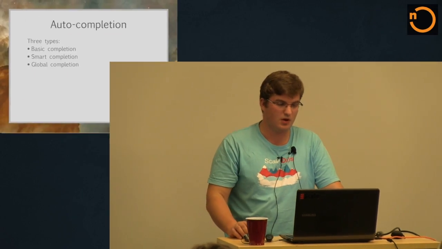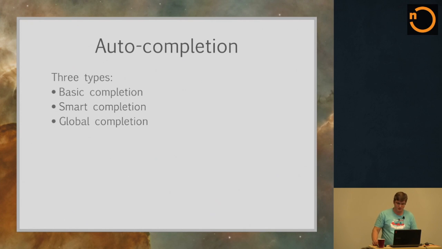Let's start by talking about the auto-completion feature. Auto-completion is very simple to use. Basic auto-completion is what you use every day in IntelliJ. But there are actually three types of completion: basic completion, smart completion, and global completion. And I want to tell you about all three types.